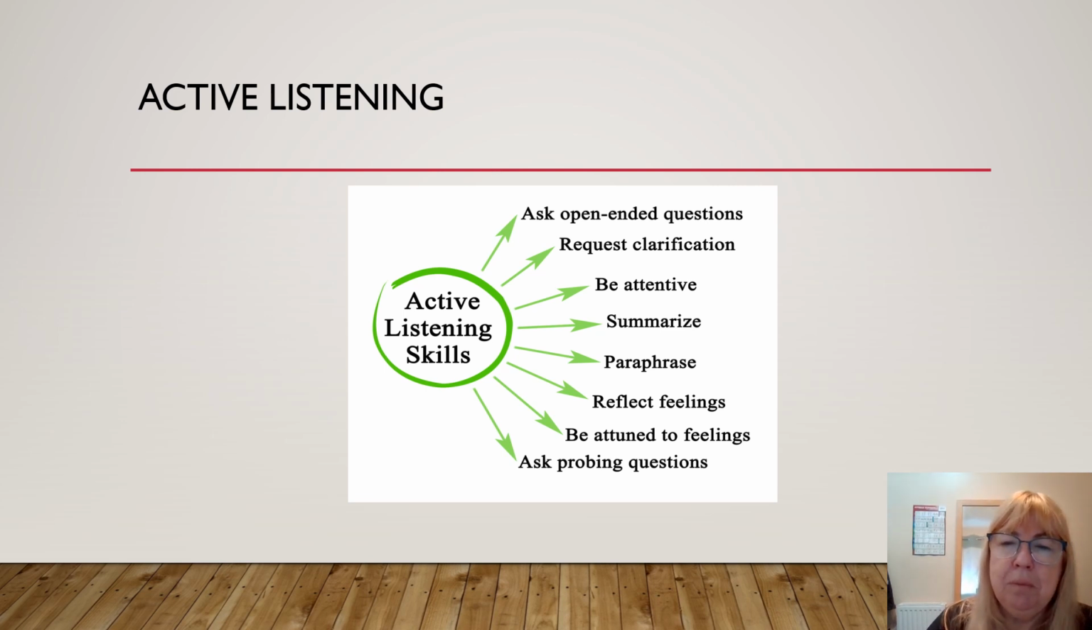Plenty of books available. Some of the main highlights of active listening is about asking open-ended questions. So don't just ask them questions where they can say yes or no to, because you're trying to open and keep conversation going. Request clarification. If you're really not sure what she meant or what she was saying, check it. Don't assume that you got it right.